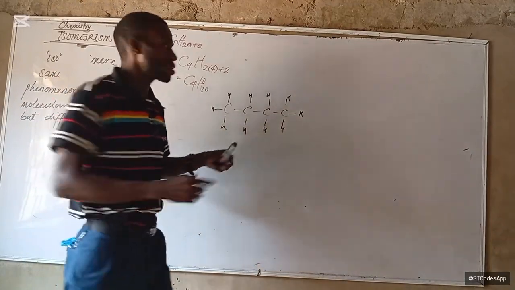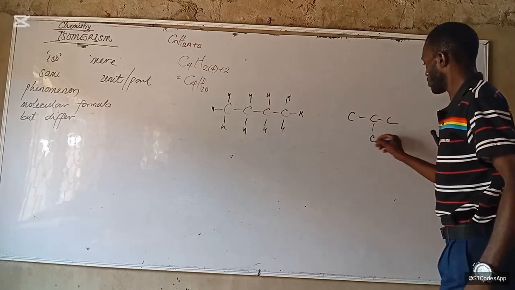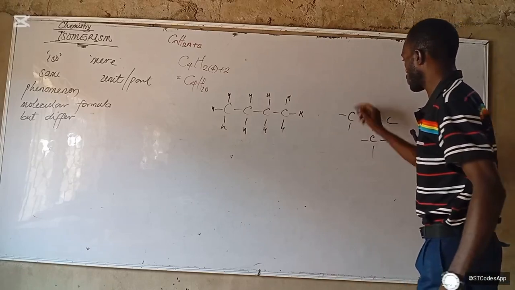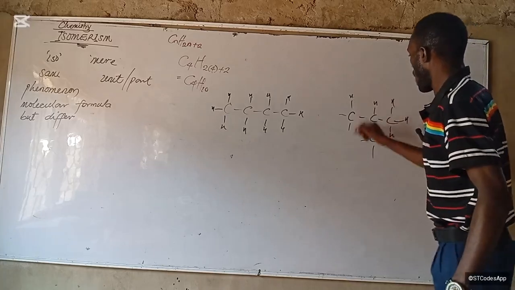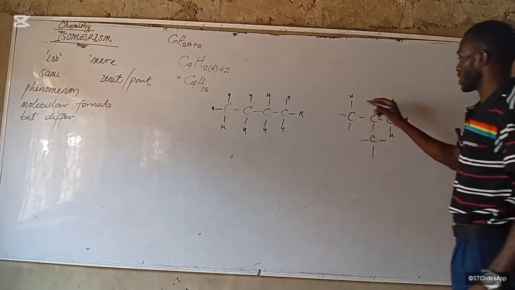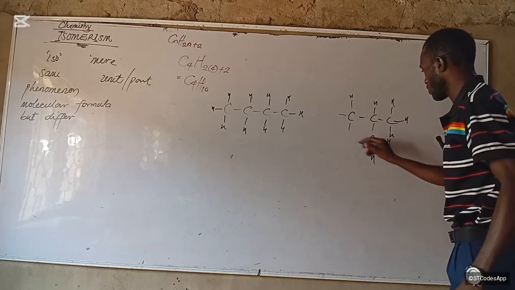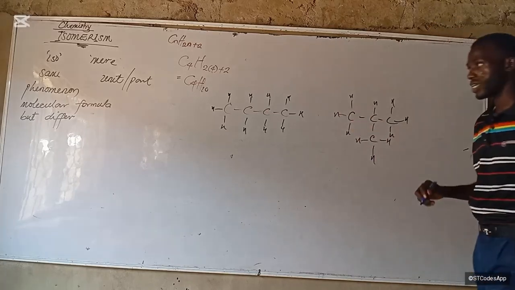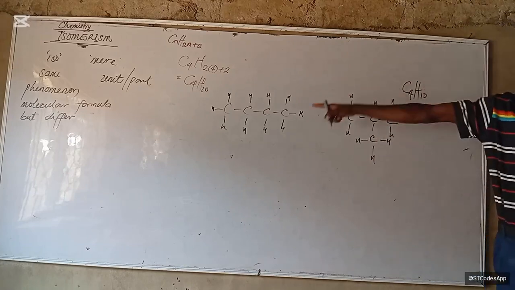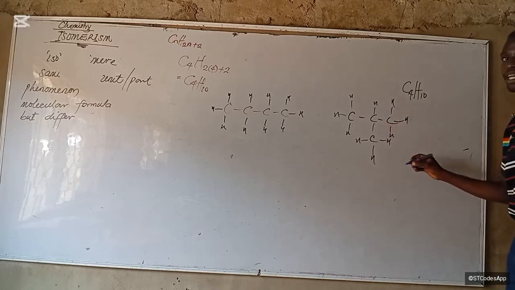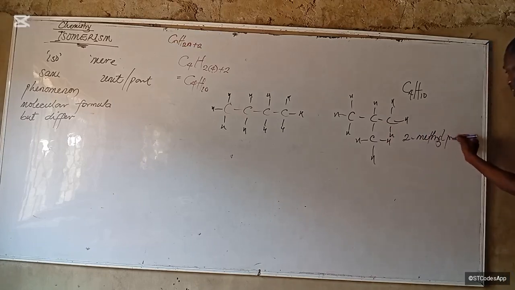Now, what if I give you another molecule like this? Let's see how many C's this one has. How many H's do we have? How many C's are there first? 4. Let's see how many H's: 1, 2, 3, 4, 5, 6, 7, 8, 9, 10. That is also C4H10. Is this molecule equal to that molecule? What is the name of this one? 2-methyl propane.